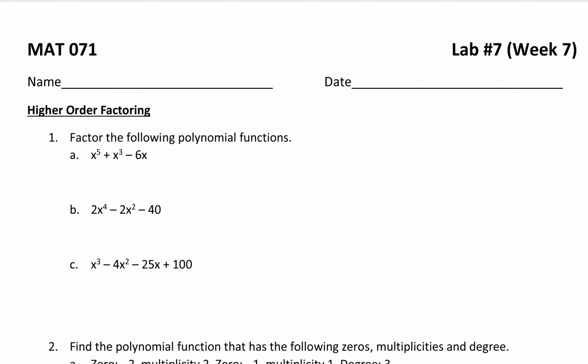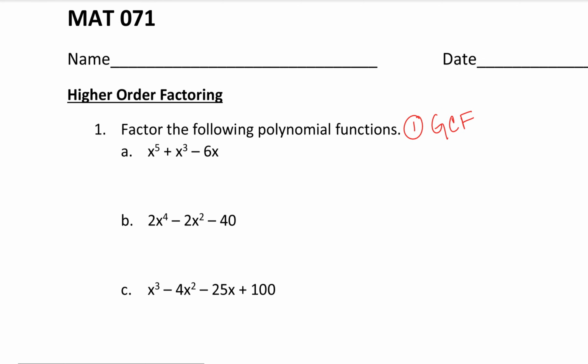We're going to start out with higher order factoring. This is factoring that has a higher degree, but we're going to work it exactly like we would any of our regular factoring. Like always, we start with our GCF first. So if we look at A, we notice that we have an x to the fifth, x cubed, and a 6x, so we know that they all have an x in common. So we're going to pull that x out.